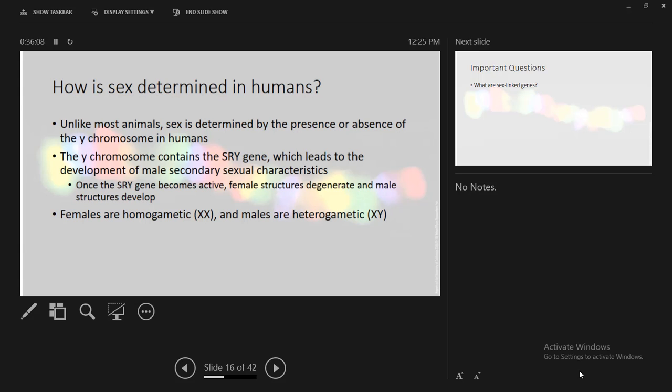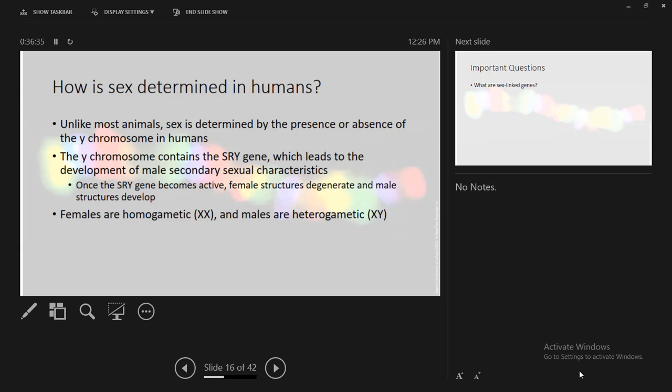So, is the Y chromosome dominant later, or how does that work? Well, there's no corollary. You only have one copy of the SRY gene, so there's no recessive version of that gene. It's just one gene. When you start to express that, it leads to a number of features.